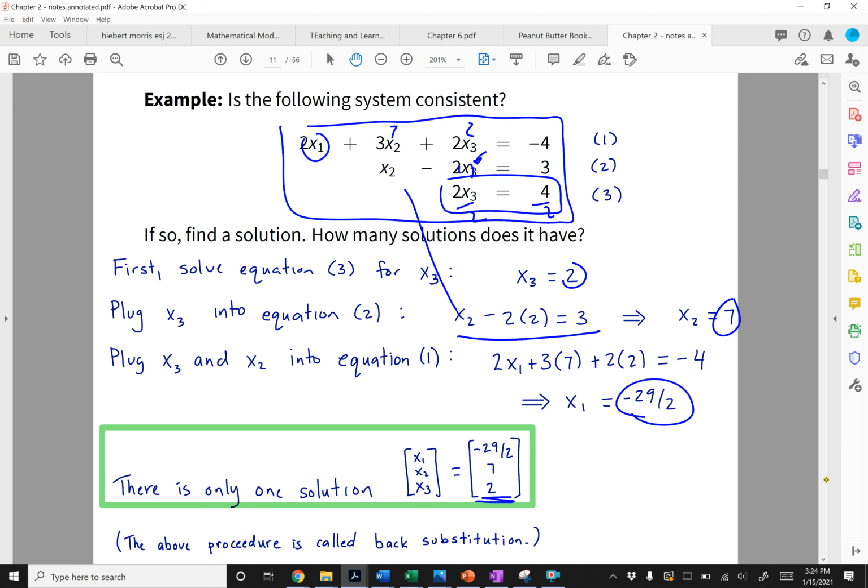Or in terms of vectors, if you're finding combinations of vectors, then you take this much of the first vector, this much of the second vector, and this much of the third vector to equal the vector (negative 4, 3, 4).